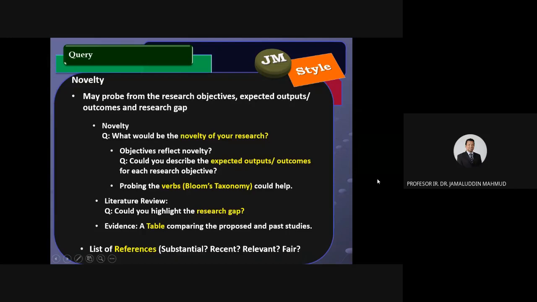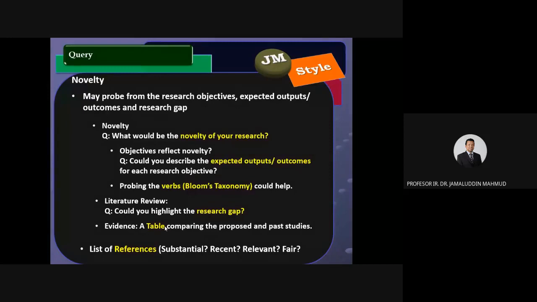Sorry. All right. Okay. And then you may also ask the candidate to highlight the research gap. The other way to show the research gap is that some candidates produce a table comparing the proposed and past studies. They have one table there with previous research 1, 2, 3, and 4, and they start marking this research is doing that, this research is doing this, and then from there, mine is this. So that would be very good evidence to show the novelty of the work.